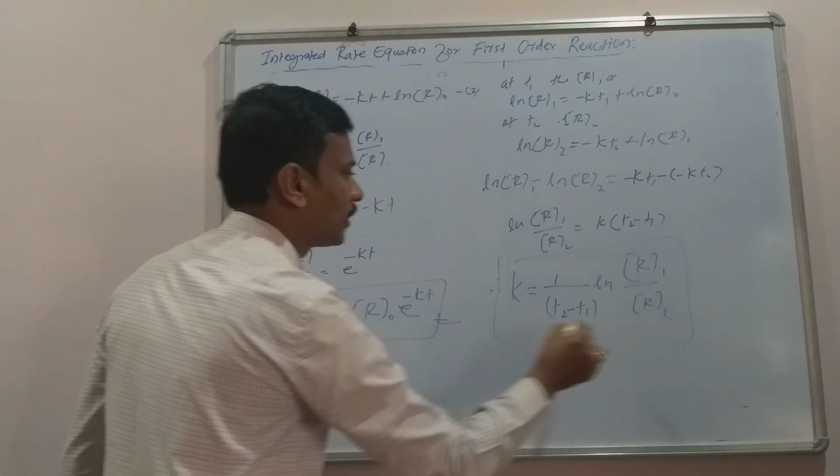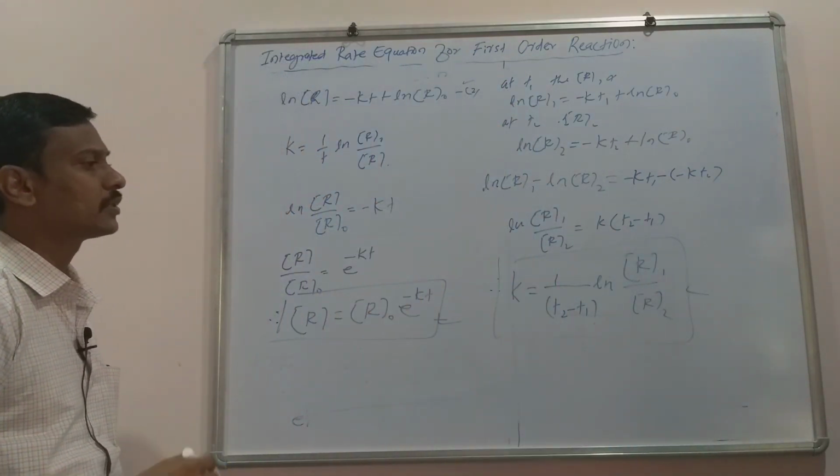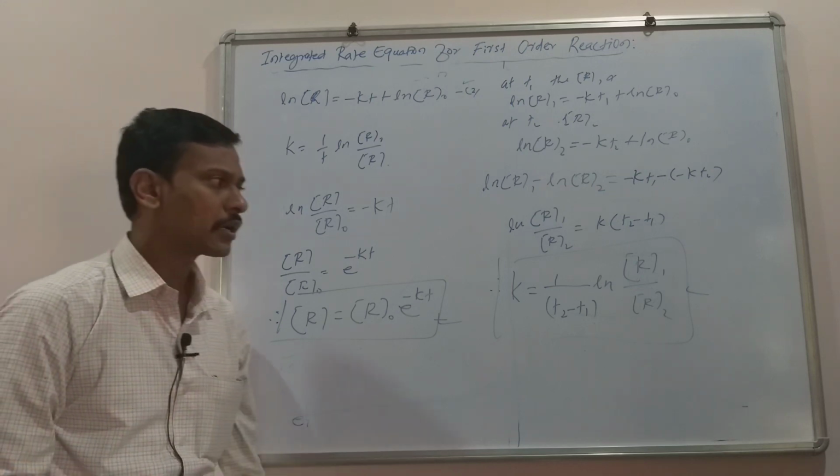This is one, and this is another, and this is also one. And one more, that is k is equal to 2.303 by t log of r naught upon r.